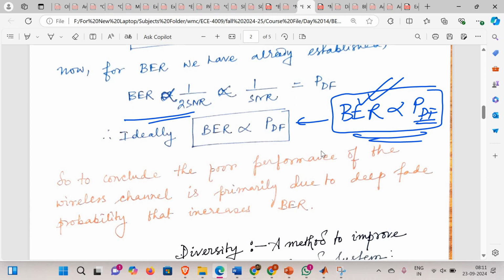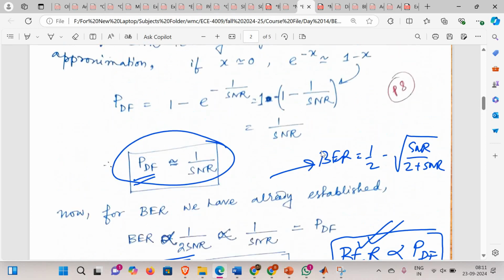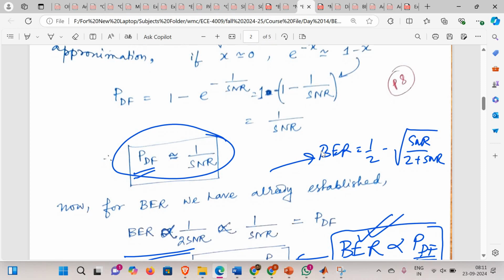All right. And if you observe that PDF, the probability of deep fading, it is also inversely proportional to the SNR being used. That means when the channel condition is relatively good, that is, the SNR is very high, the chances of having a deep fading will be less. The probability will definitely be low.